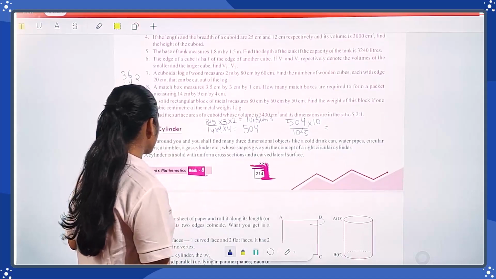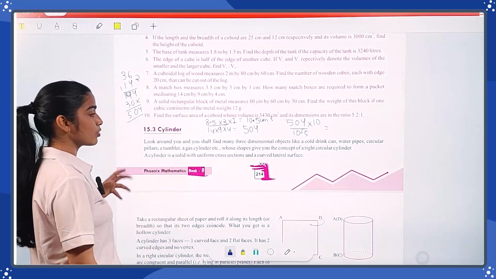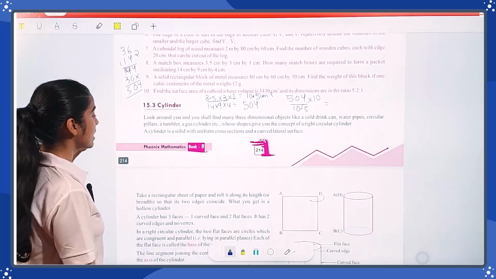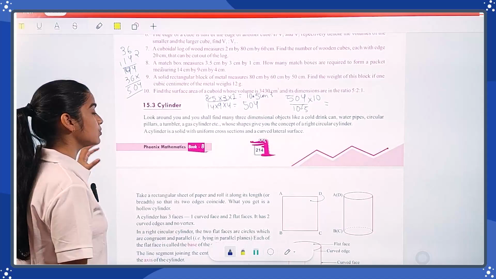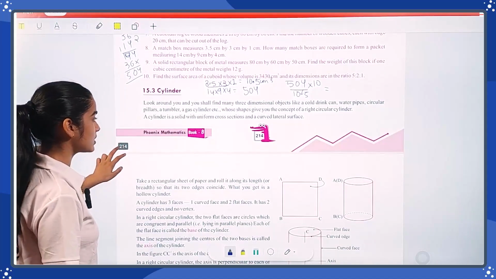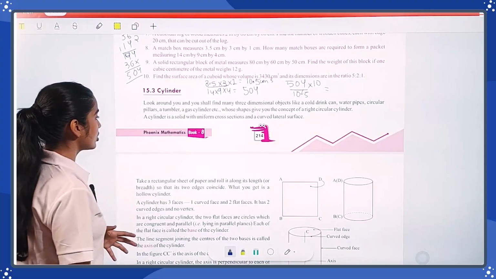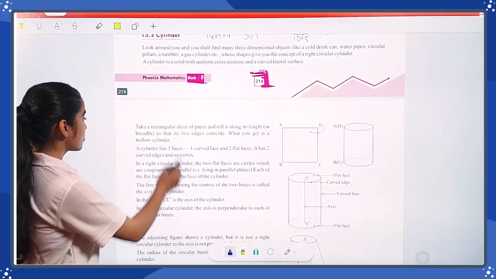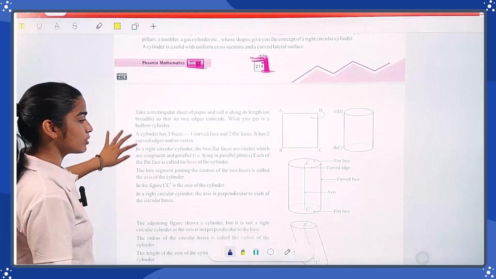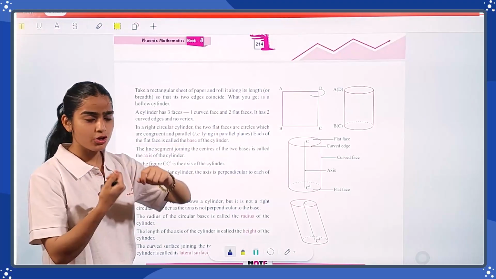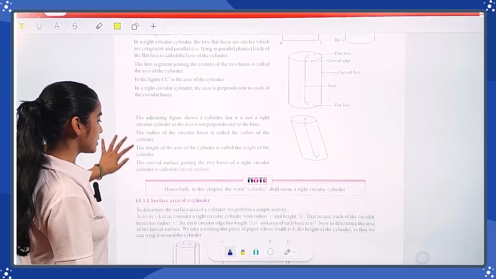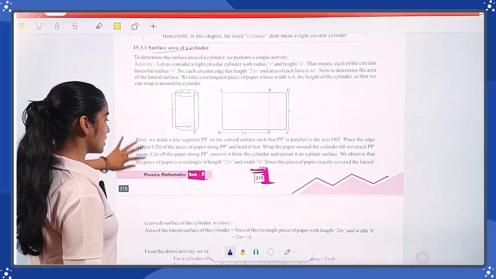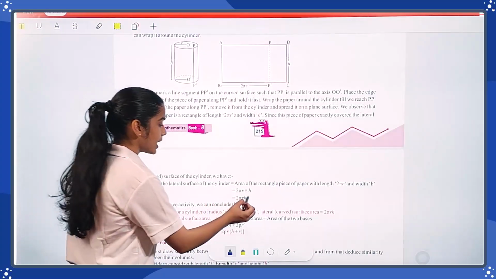Okay. Now we have cylinder. So look around you and you shall find many three-dimensional objects like cold drink can, water pipe, circular pillars, a tumbler, a gas cylinder, etc. whose shapes give you the concept of right circular cylinder. A cylinder is a solid with uniform cross section and a curved lateral surface. So take a rectangular sheet of paper and roll it. So you can make a cylinder by folding your paper easily. Now we are discussing the surface area of the cylinder. The curved surface area of the cylinder is 2 pi RH.